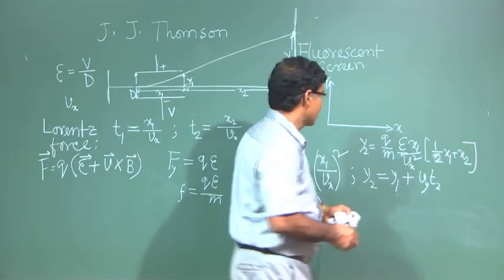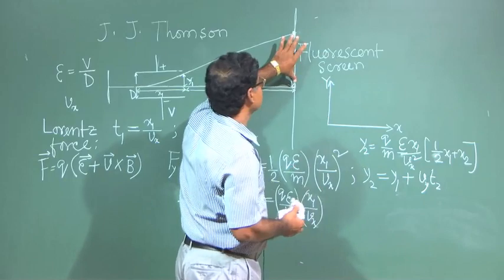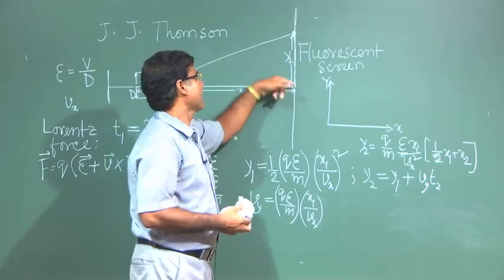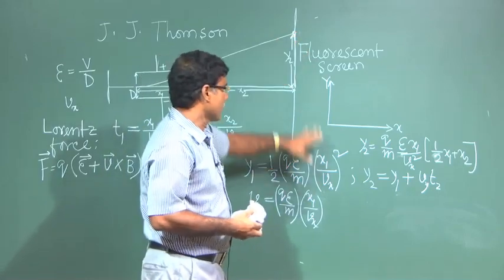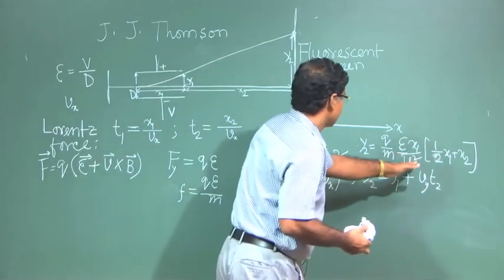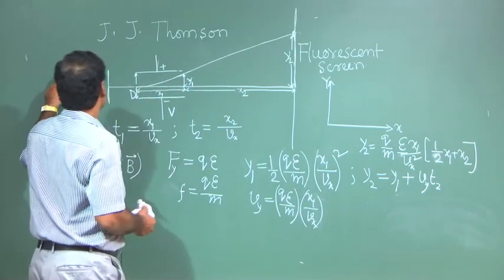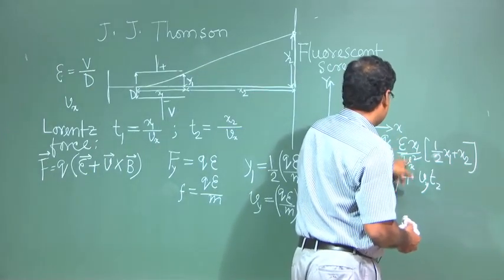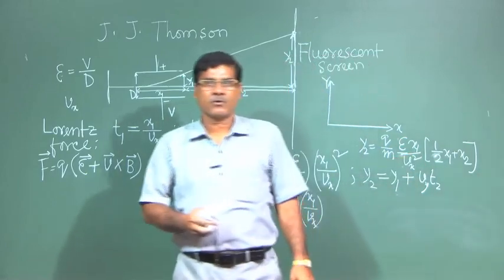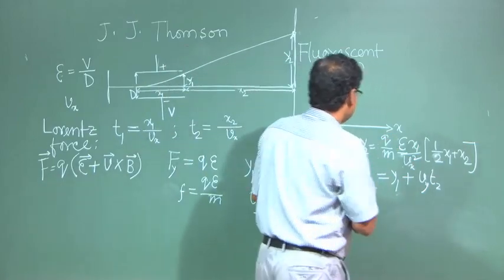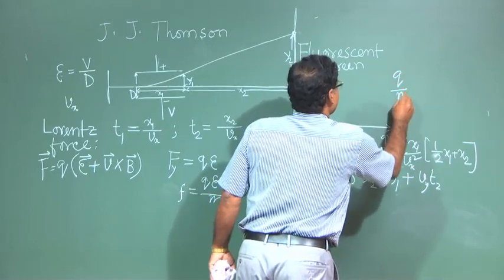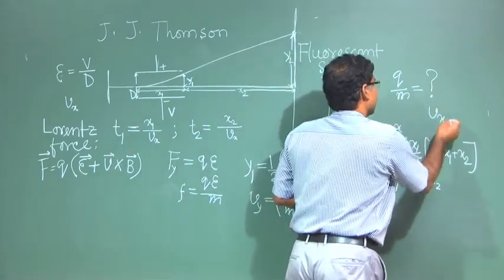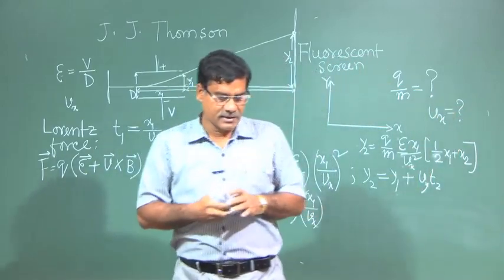So here what do I want to find out? y2 I can measure from geometry. Before applying the electric field it hit here, and after applying the electric field it hit here. So y2 I can measure. x1, x2 I can measure. I can measure E because the applied voltage and the separation d are known. Only Vx I have to know. If I know Vx then I can find out q by m. So how to find out Vx? That is the question.